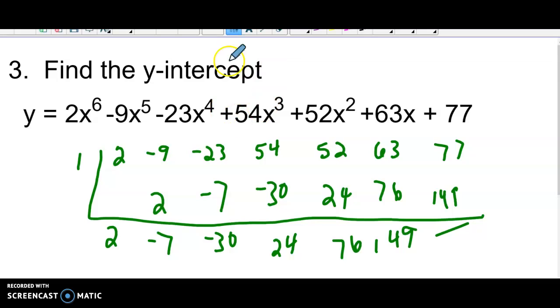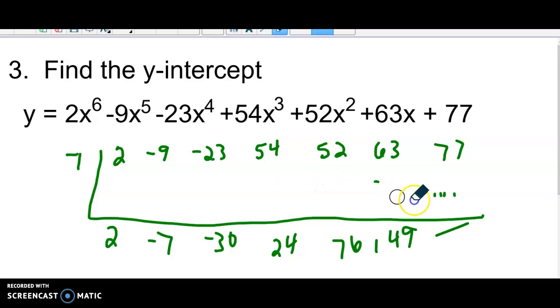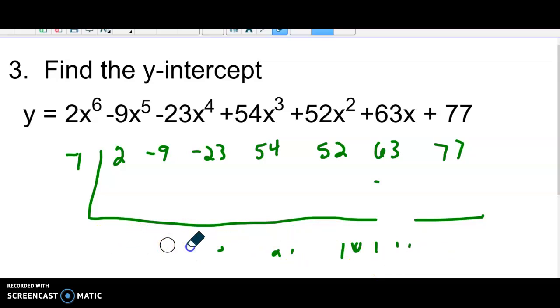Okay, so that didn't work. Fantastic. Let's try -1. See if that works. Let's erase all this. Okay, go ahead. You guys are faster than I am. See what happens when you try -1.